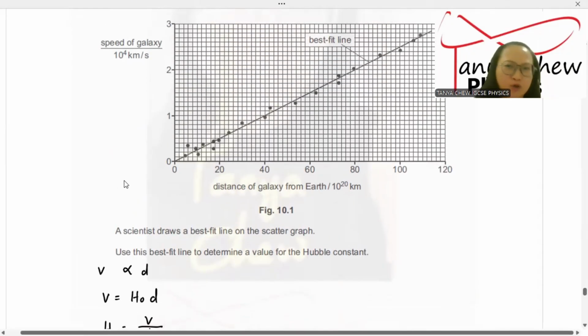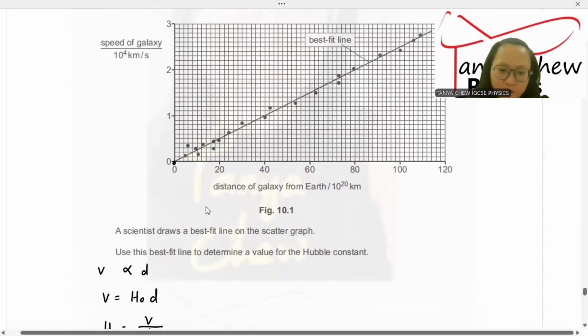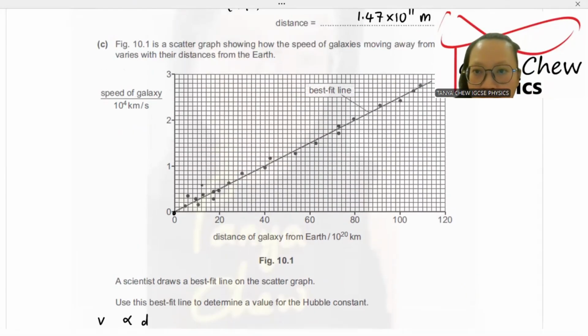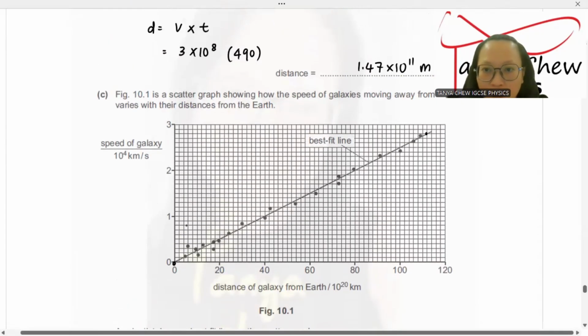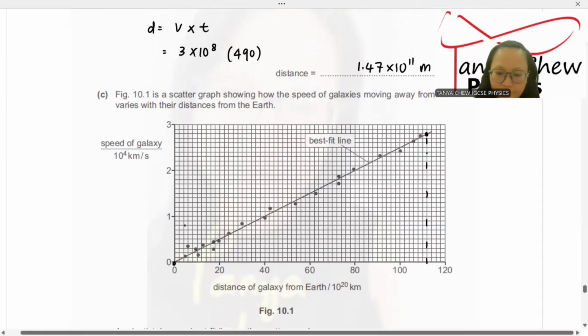You can actually find the gradient of the graph, or you can find the ratio. Why can you find the ratio? Because the graph starts from the origin. So I'm going to find the ratio. The point that I'm going to use is this one, which is close to the end. Is it easier using this point here? Yes, this point here is my value.